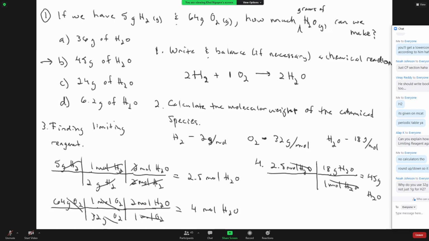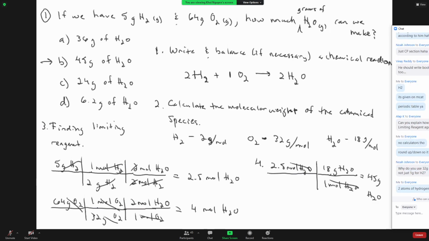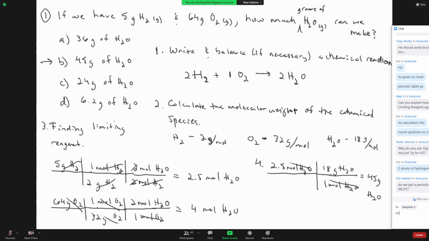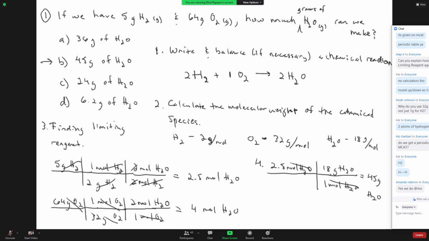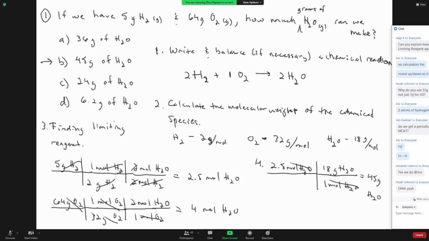Limiting reagent. Perfect. So let's go over it real quick. Hydrogen is 1 gram per hydrogen, and there's 2 atoms, so then it's 2. So each hydrogen atom is 1, so 1 plus 1 is the 2 grams per mole. And oxygen is 16, so that's why there's 2 oxygens, so it's 32. Okay, so let's take a look.